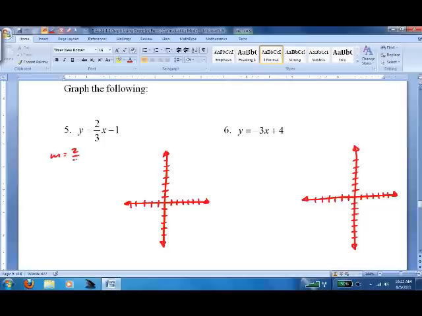M equals 2/3, B equals -1. While I'm here, M equals -3, B equals 4. Change colors for graphing. Go down -1, up 2, 1, 2, over 3, 1, 2, 3. Connect the dots. Slightly flatter line because the slope is between 0 and 1. B value of 4, 1, 2, 3, 4. -3 over 1 if it makes you feel better. 1, 2, 3. Negative slope down to the right.